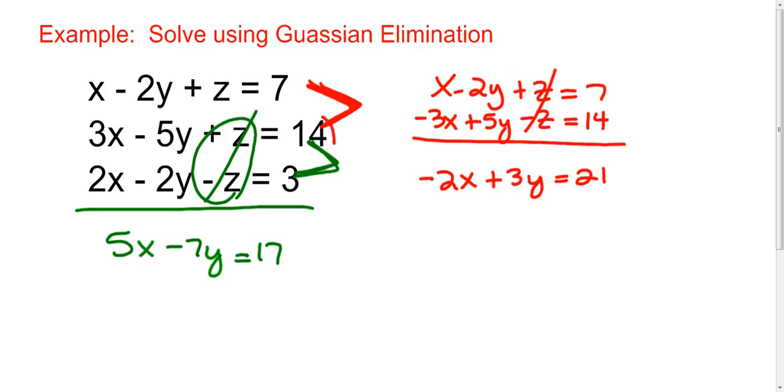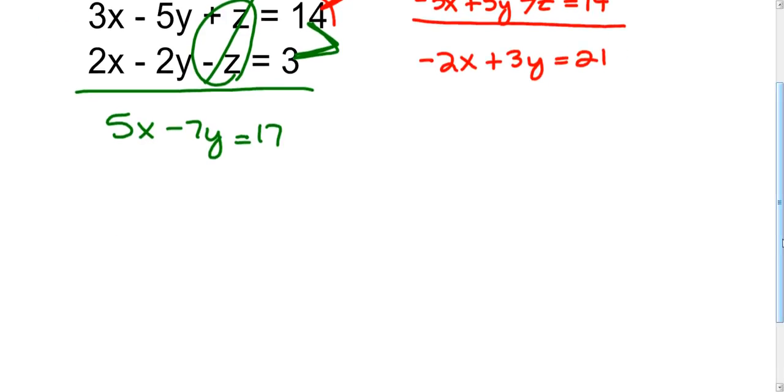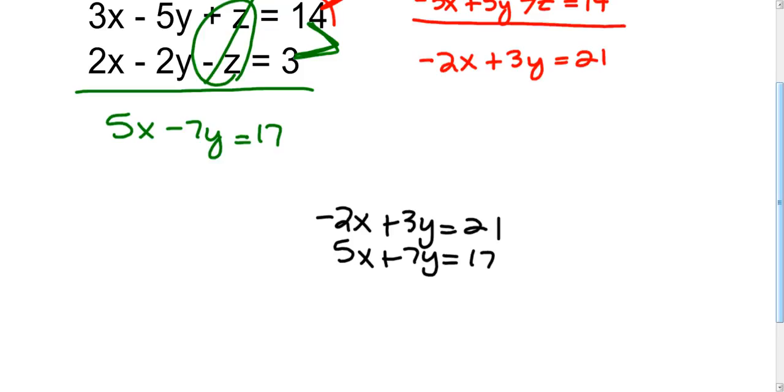So now I'm going to take these two equations and pretend that they're a system on their own. You know how to do this. I have -2x and +3y equals 21, and I have 5x minus 7y equals 17. That's just these two equations right here that I'm working with right now.